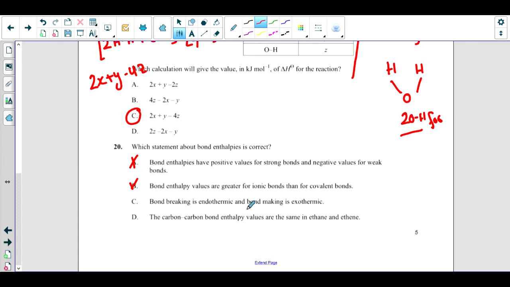Bond breaking is endothermic and bond formation is exothermic. Yes, this is true, because bond breaking is endothermic. If you want to break a bond, you have to give heat, and if you want to make a bond, it gives out heat, so it's exothermic. The carbon-carbon bond enthalpy values are the same in ethane and ethene. No, it's different, because in ethane they have a single bond and in ethene they have a double bond, so the values are different. This is also wrong.